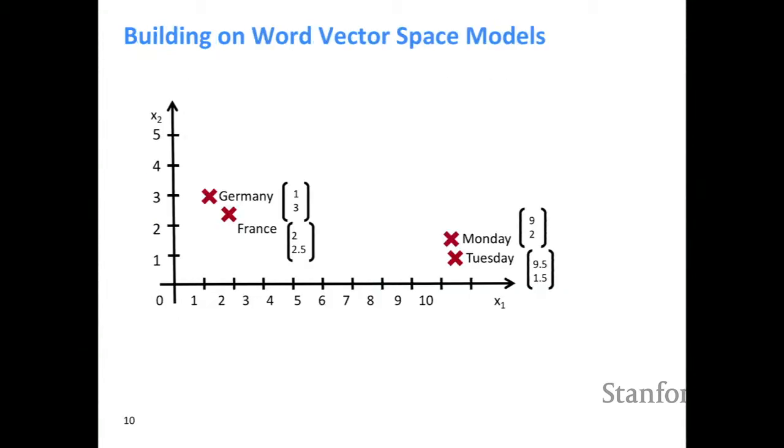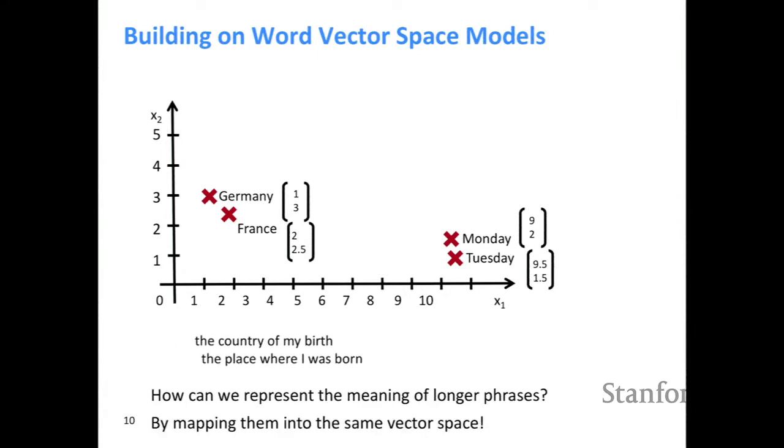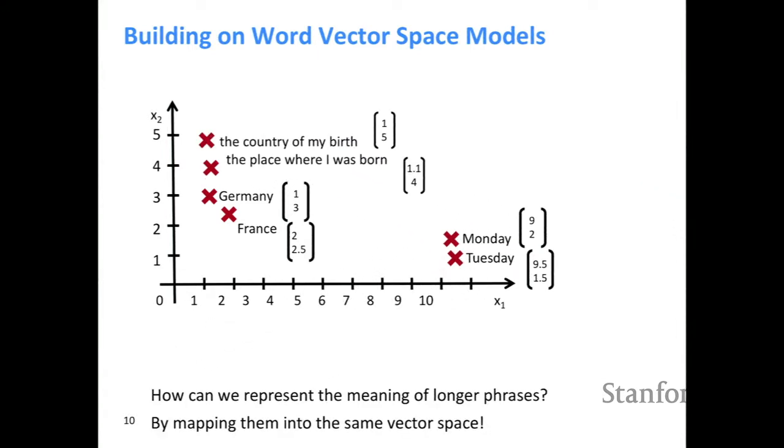So that leads us to the question, how should we formulate this? How should we build a meaning representation for phrases? And there are a lot of ways we can do this in traditional linguistics. Here, we'll actually use similar ideas to what we had in word vectors, and that is to also map phrases into the same size vector space. So if we had the country of my birth and the place where I was born, then in some ideal vector space mapping, those would be close by in the resulting vector space of multi-word units.